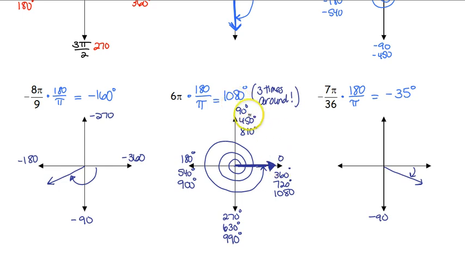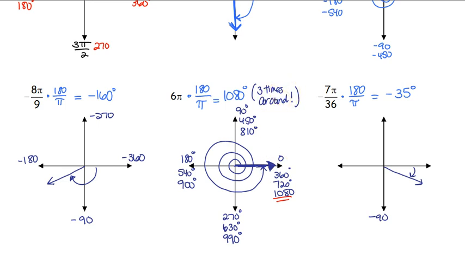So we start at 0, then 90, 180, 270, 360. We got to keep on going. 450, 540, 630, 720, 810, 900, 990, 1080. And we actually end up exactly on that axis, and it took us 3 times to get around it.